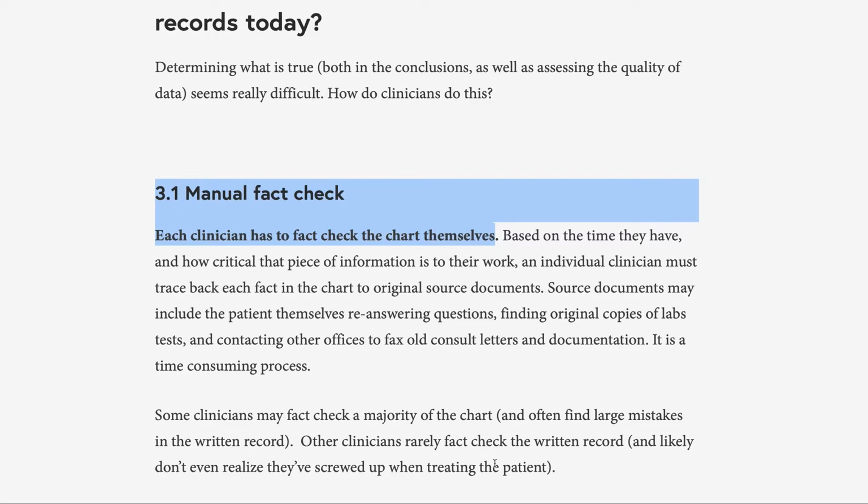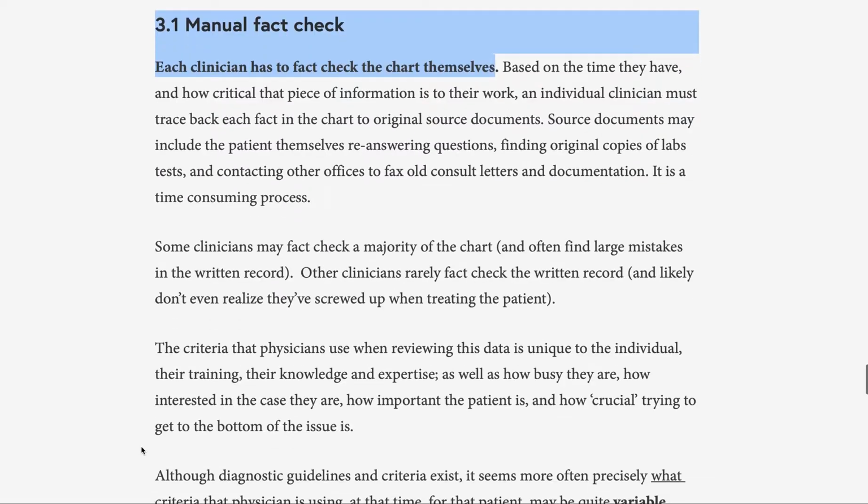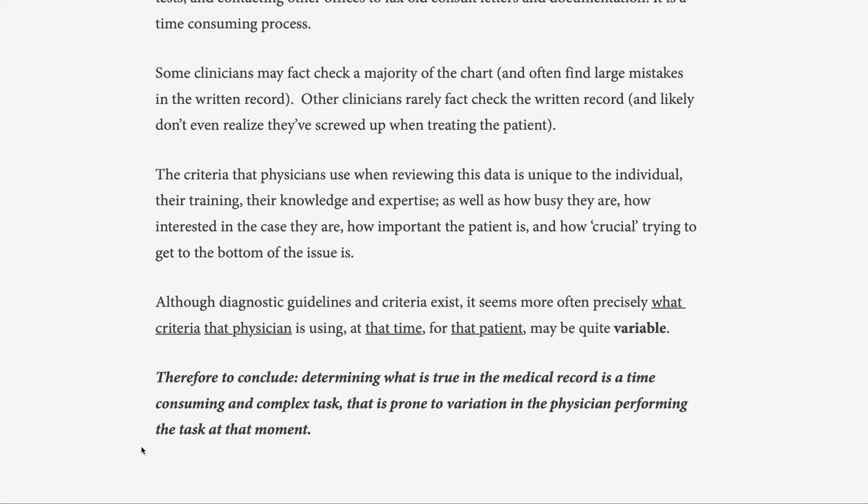And trying to get to source documents might mean re-asking the patient specific questions, finding original copies of labs and tests, or contacting their previous medical offices and hospitals to fax over old consultant letters and documentation. And so this process of manual fact-checking is very time-consuming. Some clinicians may fact-check the majority of the chart and find probably quite a lot of mistakes. Other clinicians rarely fact-check the written record, and they likely don't even realize they've screwed up when treating the patient.